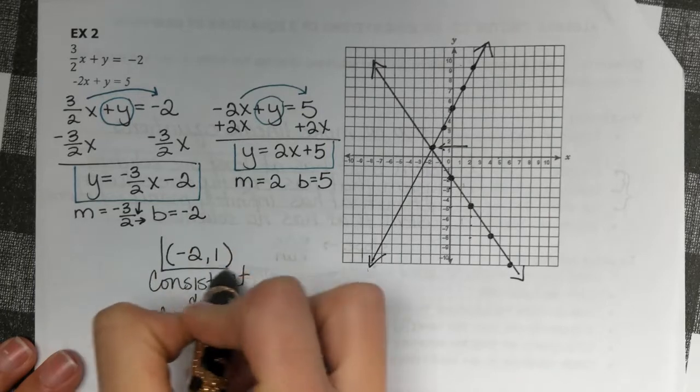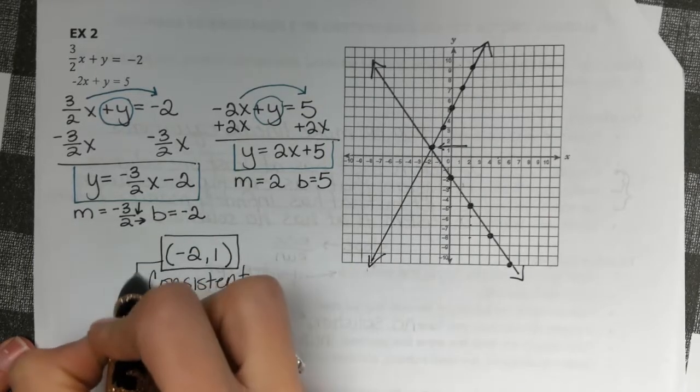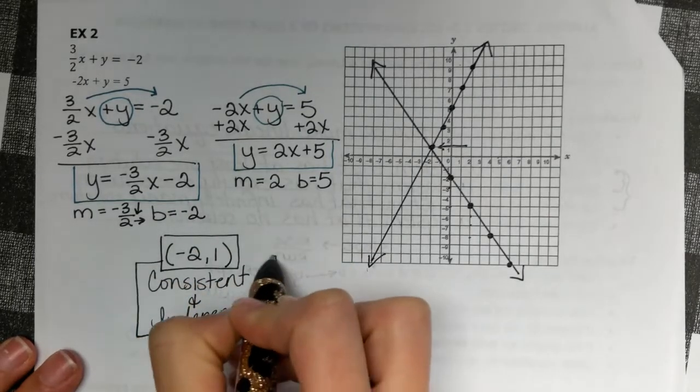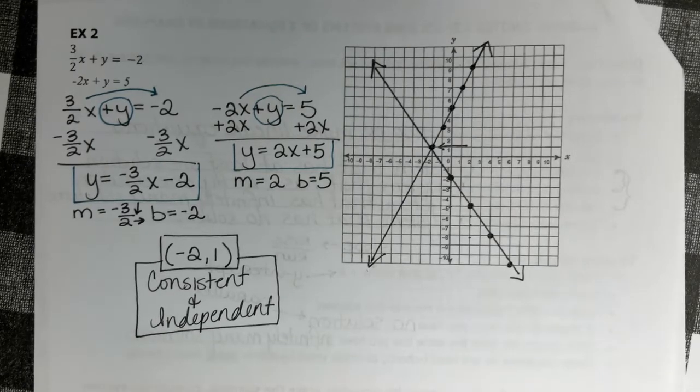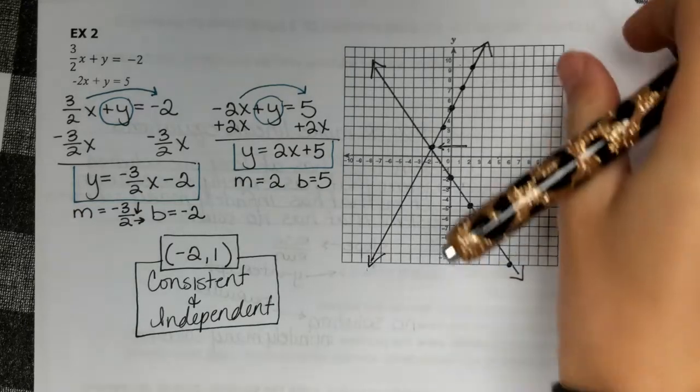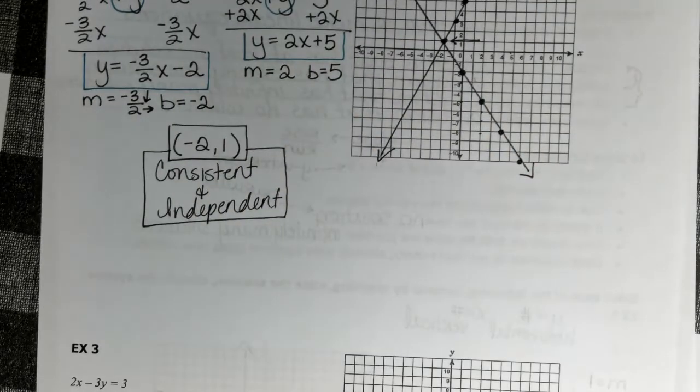So I say the difference between consistent and independent versus consistent and dependent. Think about if you want to be independent, you want to be by yourself kind of. So that one solution is by itself. If you want to be dependent, you're going to depend on something else. You're going to need something else, and that's where your infinitely many solutions comes from. Okay? If you need help keeping those separate, sometimes that might help you.